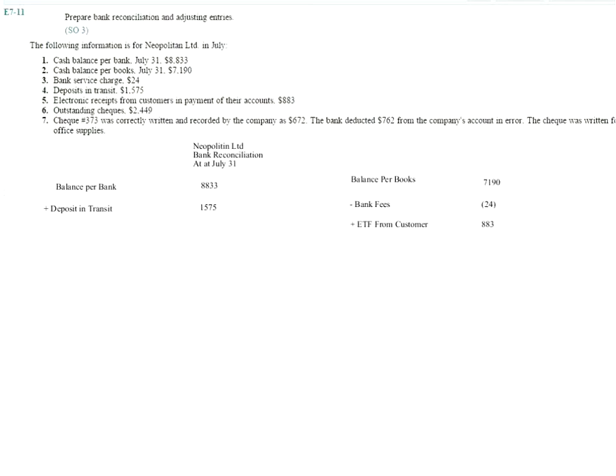We have some outstanding checks. So again, we've written the checks. As soon as we write the check, we've reduced our cash account, but the bank hasn't received them yet. So we're going to subtract outstanding checks of $24.49.